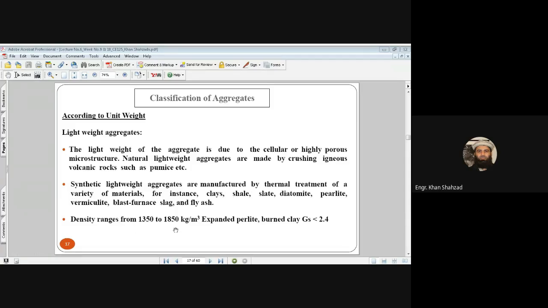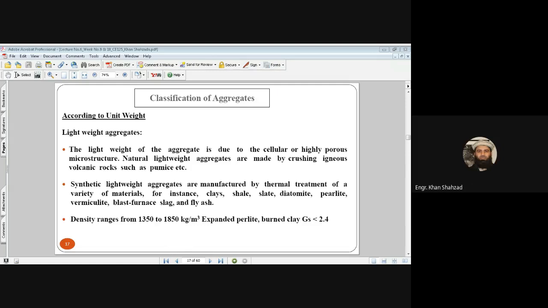Density ranges from, does anyone remember how much it was there? Yes sir. 2080, and here it is 1350 to 1850 kilogram per cubic meter. Expanded perlite, burnt clays, and its specific gravity is less than 2.4. How much was it there? Greater than 2.8.